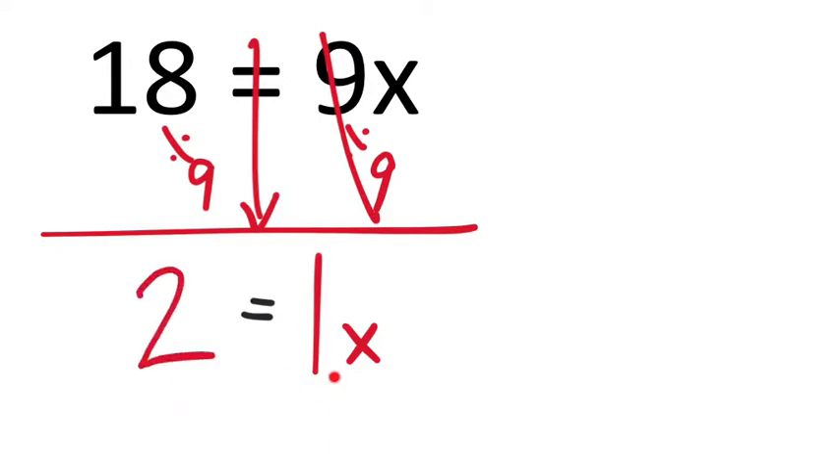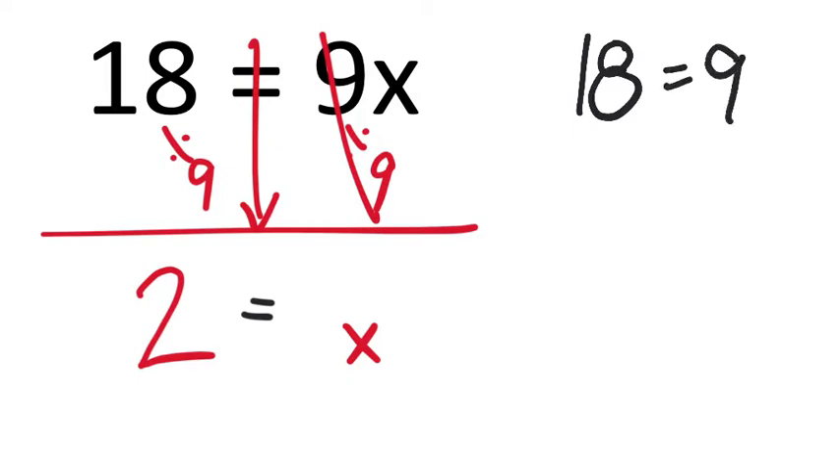Now that I do have 1x, I will make that a phantom 1x. So it just shows x equals 2. But last thing I want to do on this is just to make sure the equation is true when I replace x with 2. So I go into my original equation. I'm going to rewrite it. 18 equals 9x. But now I'm pretty sure x is 2. So I'm going to replace the x with 2.